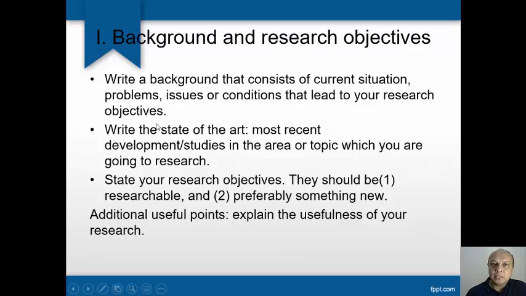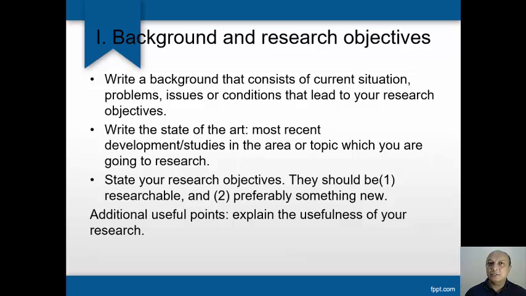Okay. And then second one, you have to write the state of the art. What is the state of the art? State of the art simply means the most recent development or the most recent studies in the area or the topic which you are going to research. So that means that you have to find some journals, some articles in the journals, because there you are going to find the most recent development, the most recent studies in your topic. And that is the state of the art.